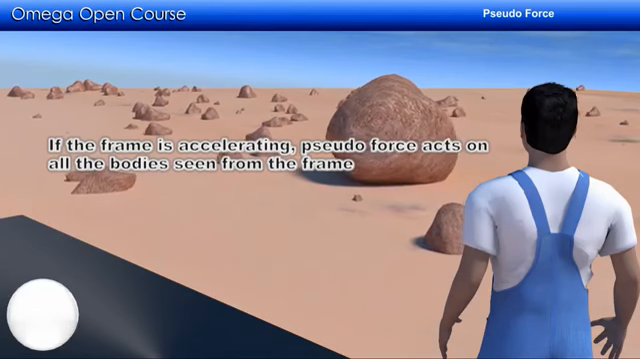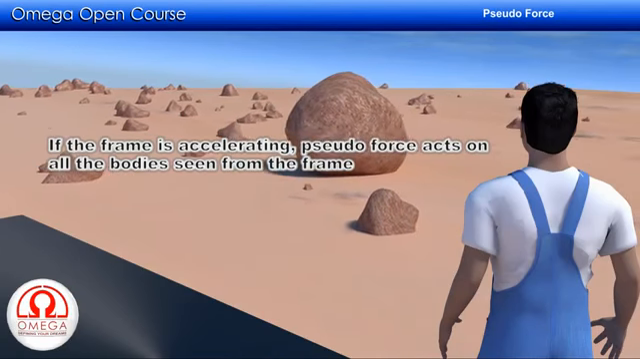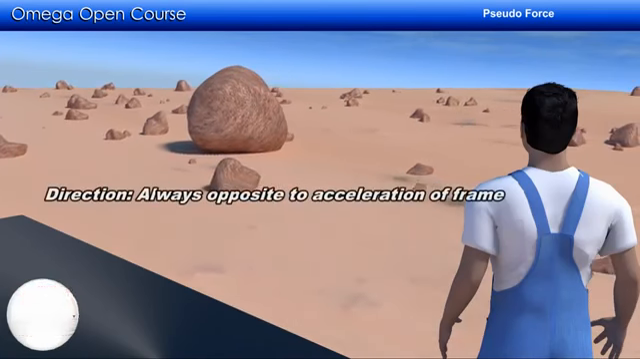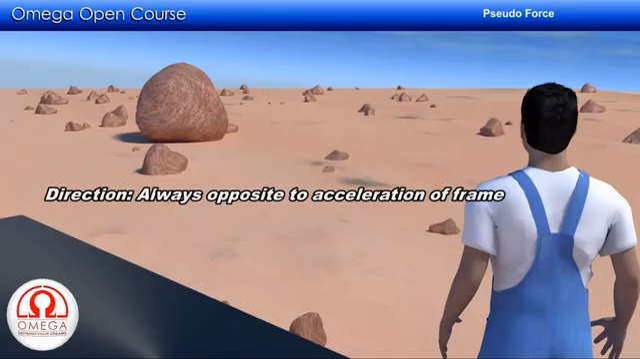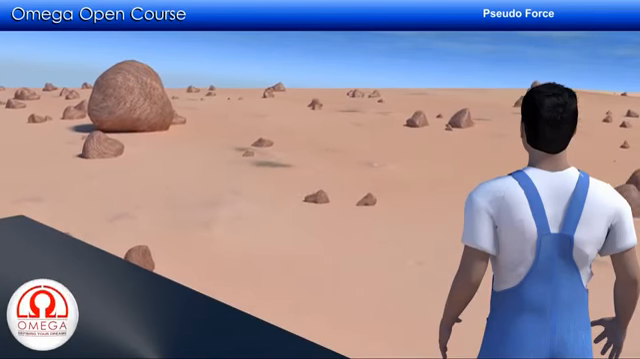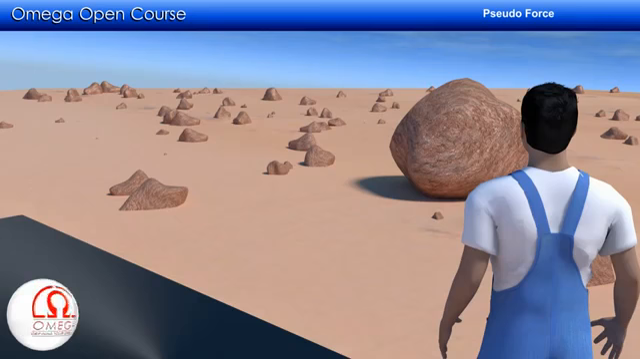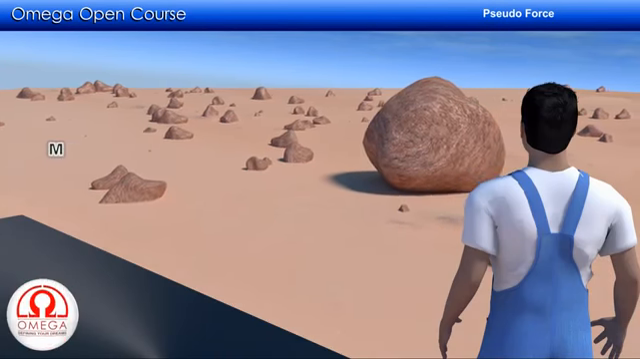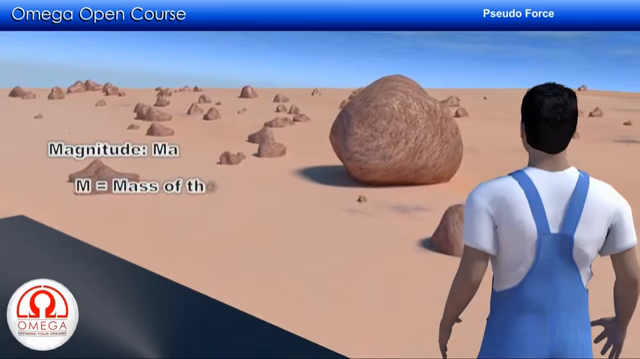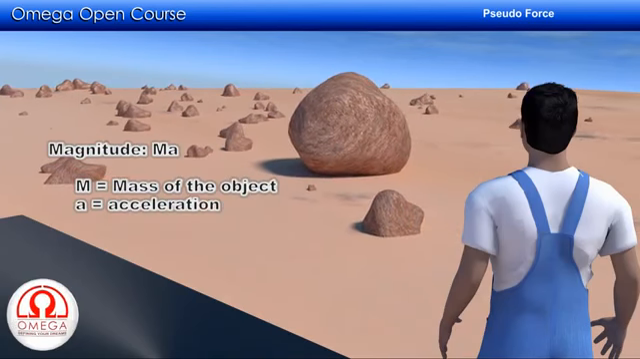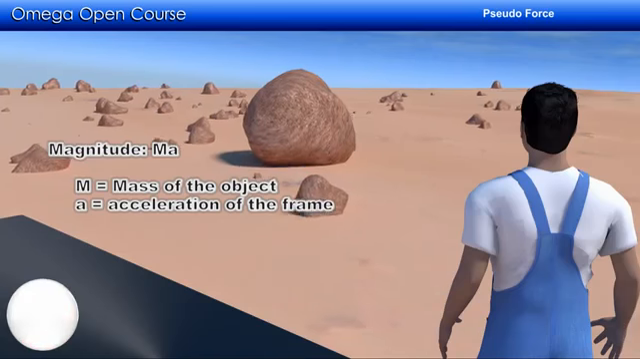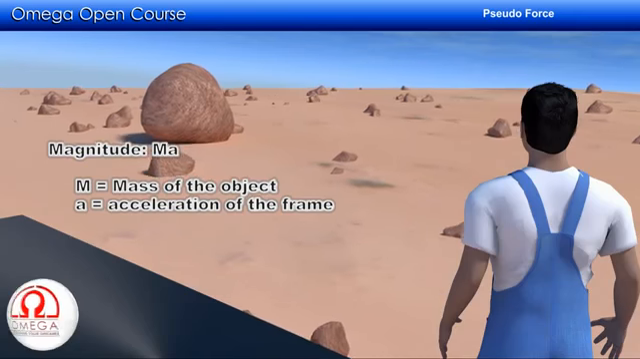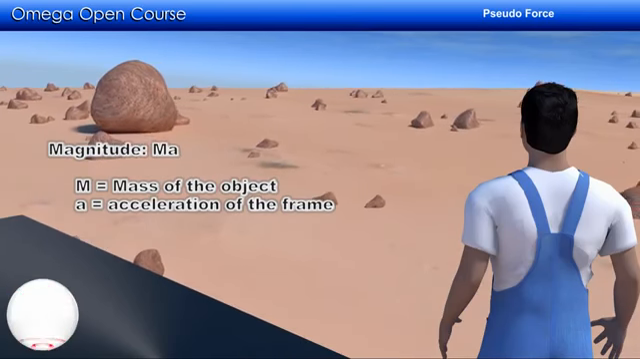When your frame of reference is accelerating in the forward direction, all the objects will appear to be accelerating in the backward direction. Therefore, the direction of pseudo force is always opposite to the direction of acceleration of the frame. Also, if the frame is accelerating with acceleration a, all the objects at rest will appear to be moving with acceleration a in the backward direction. So the apparent force must be equal to the product of the mass of the object and the acceleration of the frame. Then only it will be able to satisfy Newton's second law of motion. Hence, the magnitude of pseudo force is always equal to the mass of the object times the acceleration of the frame.